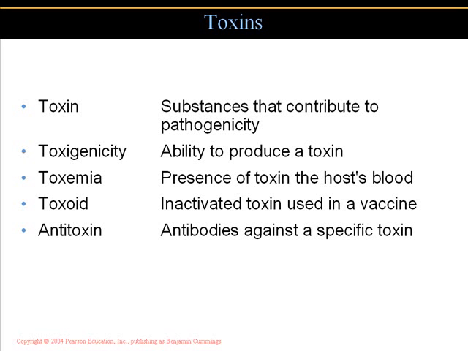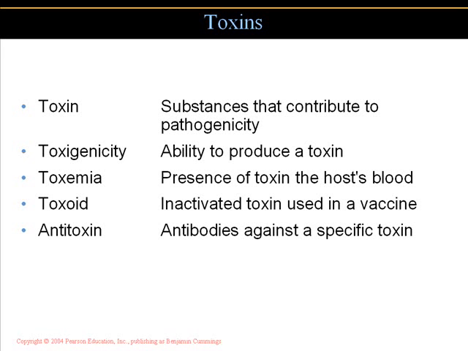So just as a review, toxins are substances that contribute to pathogenicity. Toxigenicity is the ability to produce a toxin. Toxemia is the presence of toxins in the host bloodstream. A toxoid is an inactivated toxin used as a vaccine. And antitoxins are antibodies against specific toxins. Now remember, a toxoid is an inactivated toxin, and it's used as a vaccine.